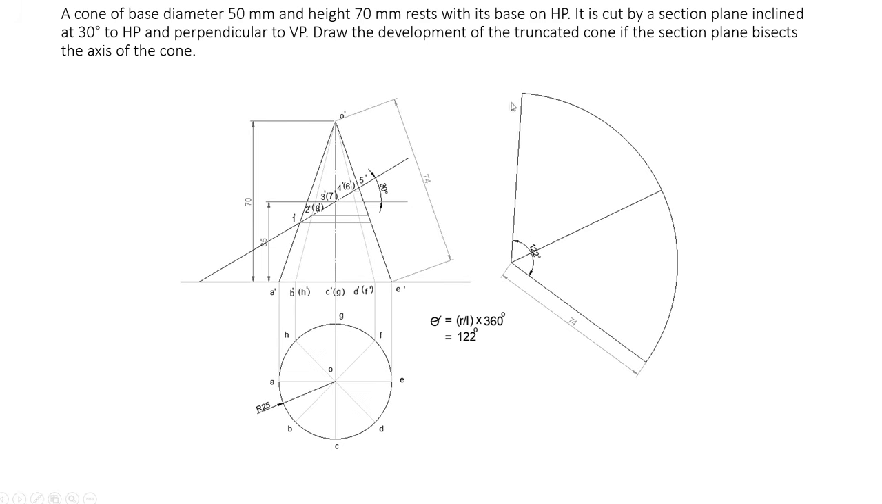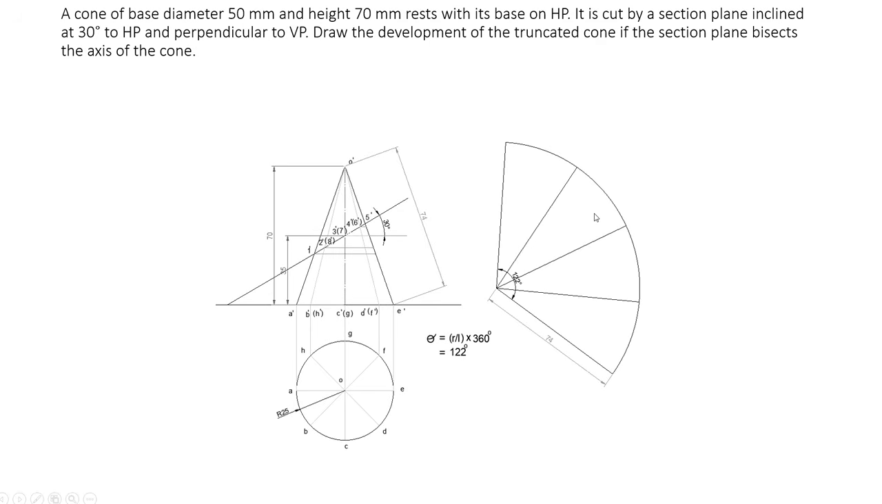Now draw that arc like this, having the same 74 mm radius and center as this point. Draw that arc. Now divide that into 2, that is 122 divided by 2, which is equal to 61 degrees. Each angle will be 61 degrees.